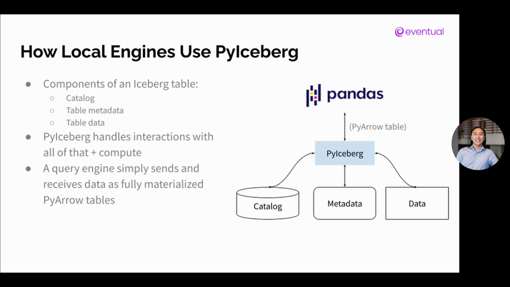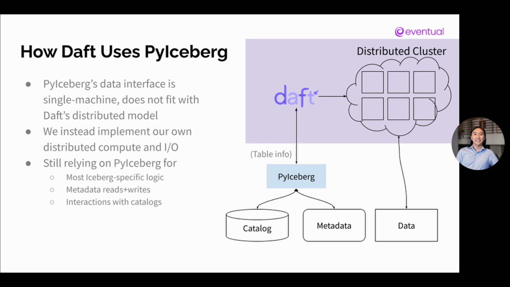And when a query engine wants some data from PyIceberg or wants to write some data out to Iceberg, it simply sends and receives data as fully materialized PyArrow tables. So the interface is pretty straightforward. However, PyIceberg's data interface is a single machine interface. It runs all the I/O and compute on a single machine. It does not fit into Daft's distributed model. You can't scale it out so easily.